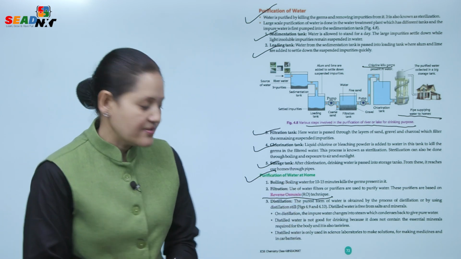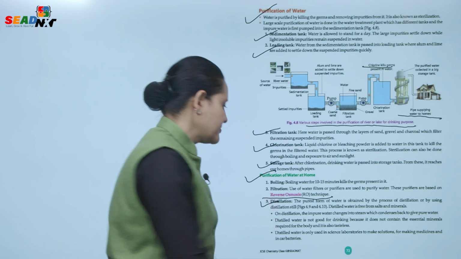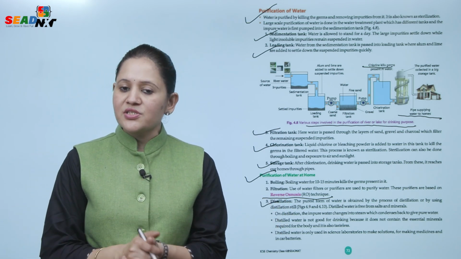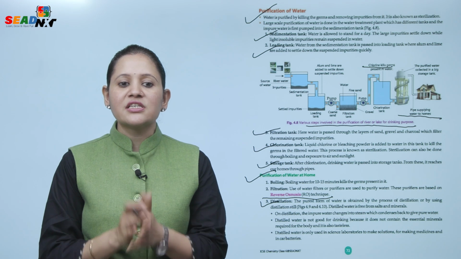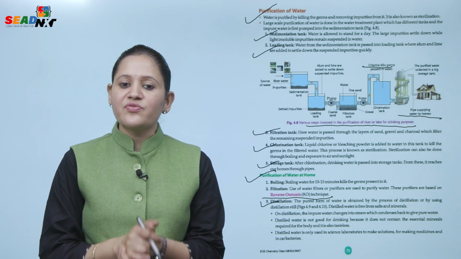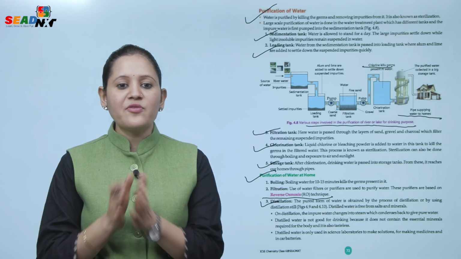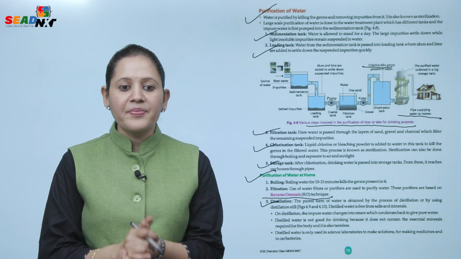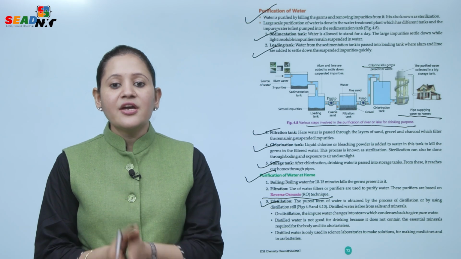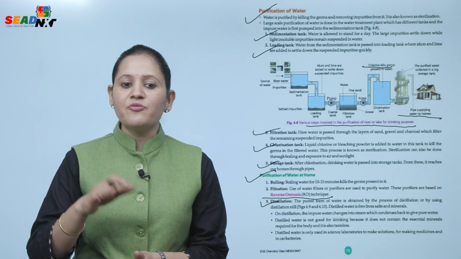Next is distillation. The purest form of water is obtained by the process of distillation or by using a distillation still. Distilled water is free from salt and minerals. That's why it is the purest form of water. On distillation, the impure water changes into steam, which we condense back to give pure water.